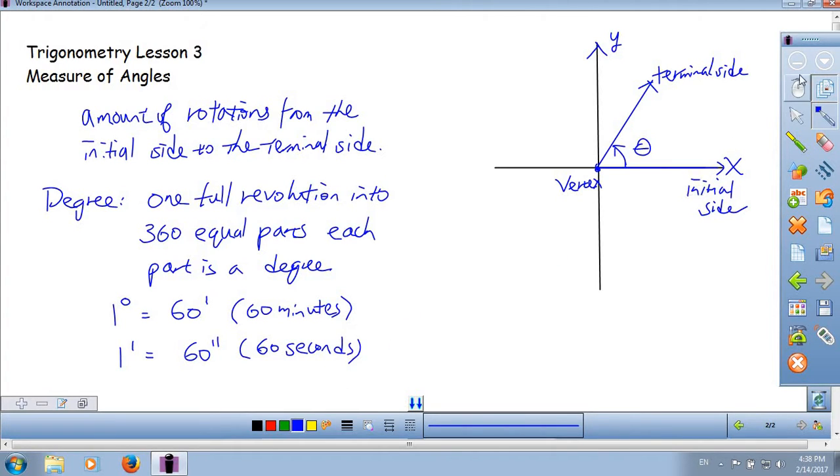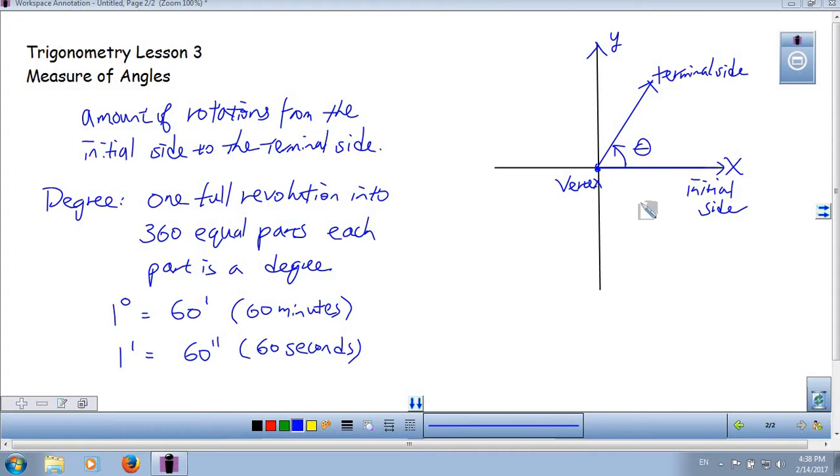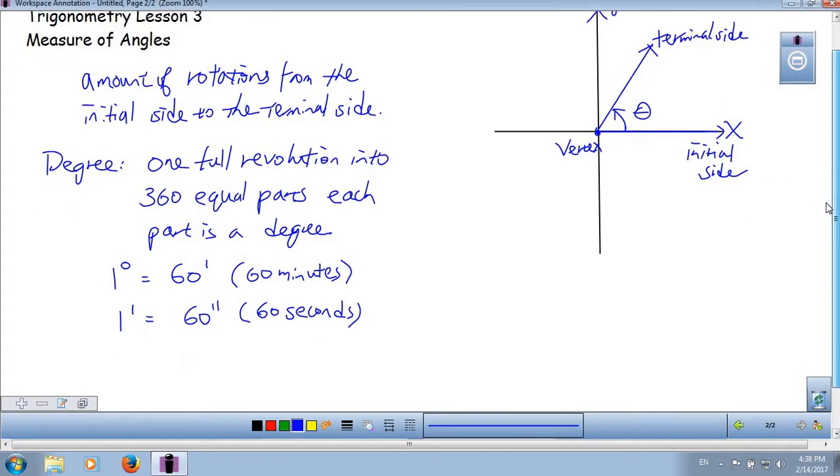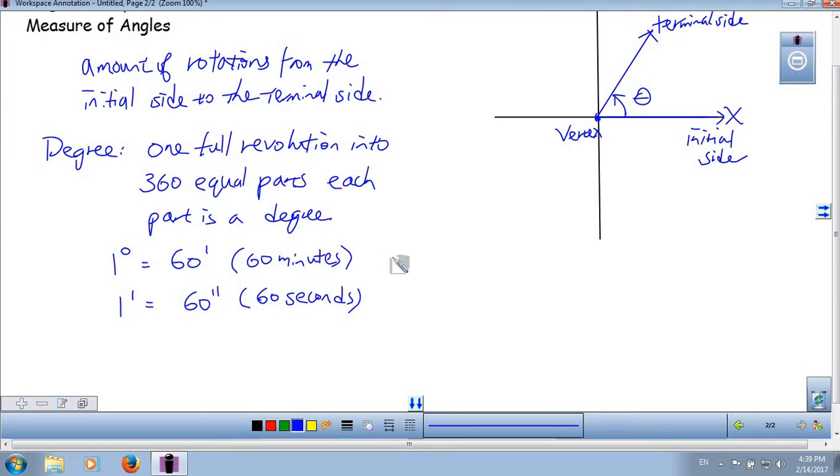The minutes and seconds are not exactly the same as our time minutes and seconds, but they are definitely related. Later on, we're going to talk about this again. So 1 degree has 60 minutes, and 1 minute has 60 seconds. 1 degree is 1/360th of a revolution, 1 minute is a 60th of a degree, and 1 second is a 60th of a minute. Later on we're going to be using this a lot.